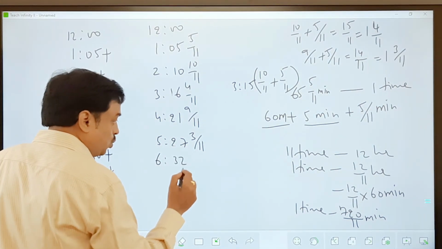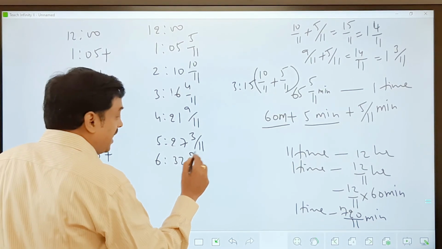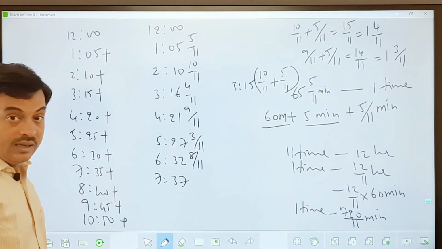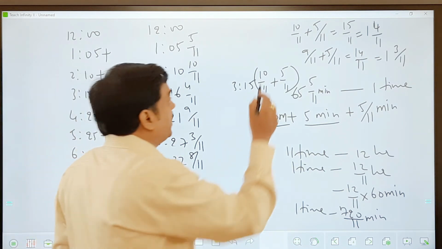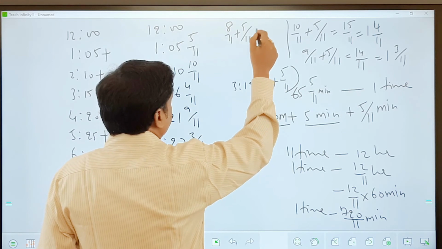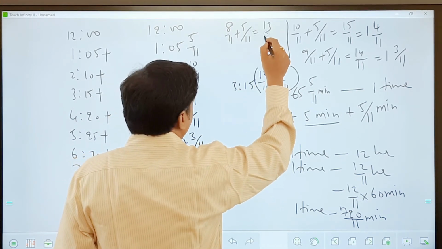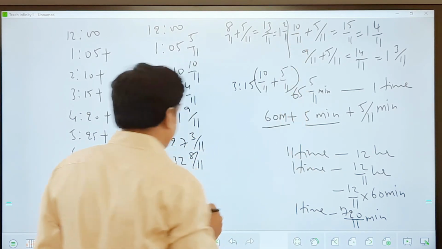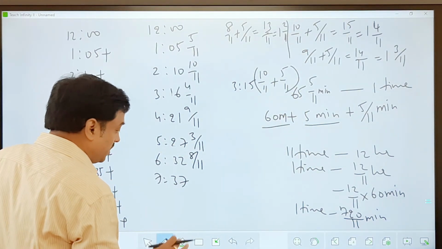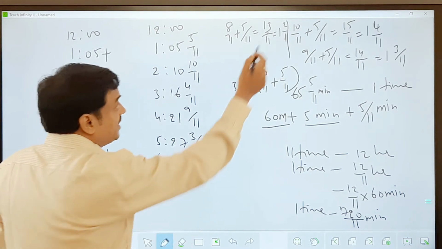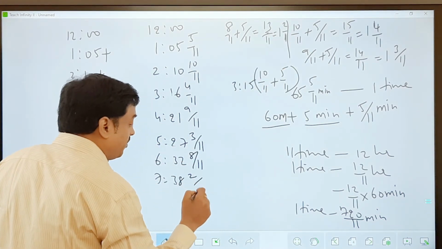6:32 and 5 by 11 added, 8 by 11 you get. And then 7:37 you get. And then 8 by 11 plus 5 by 11, I continue to write here. 8 by 11 plus 5 by 11 is equal to 13 by 11, and that is 1 2 by 11 is what I get. So adding 1 over here, this should be 8 instead of 7. And then the fraction value of 2 by 11 will be added.